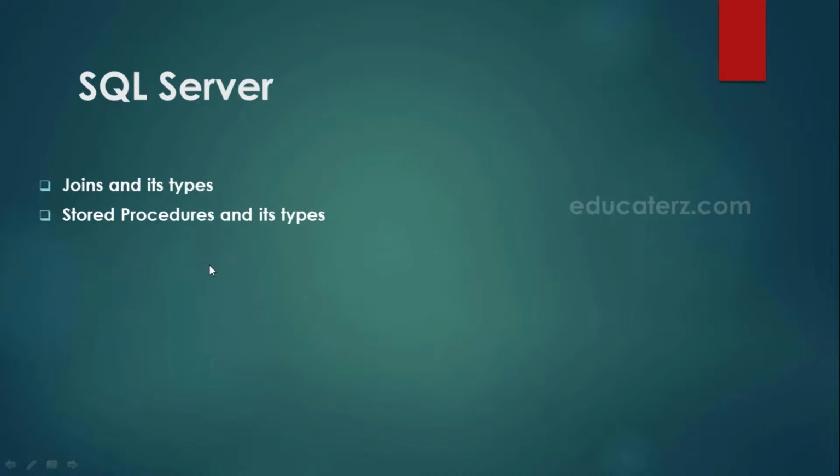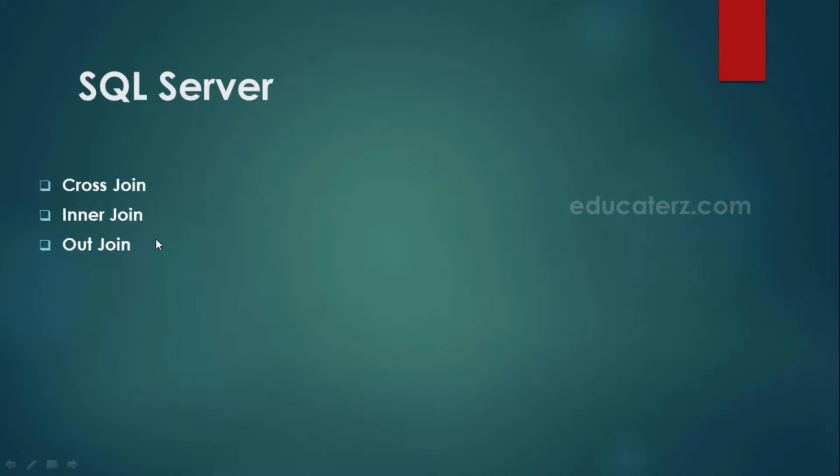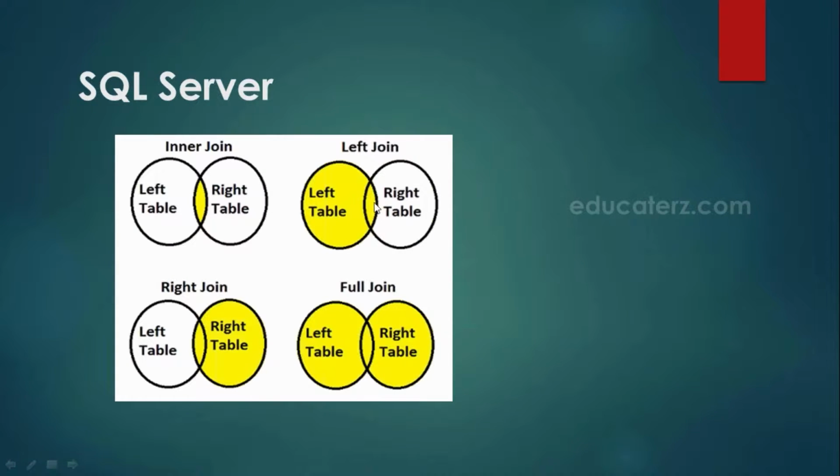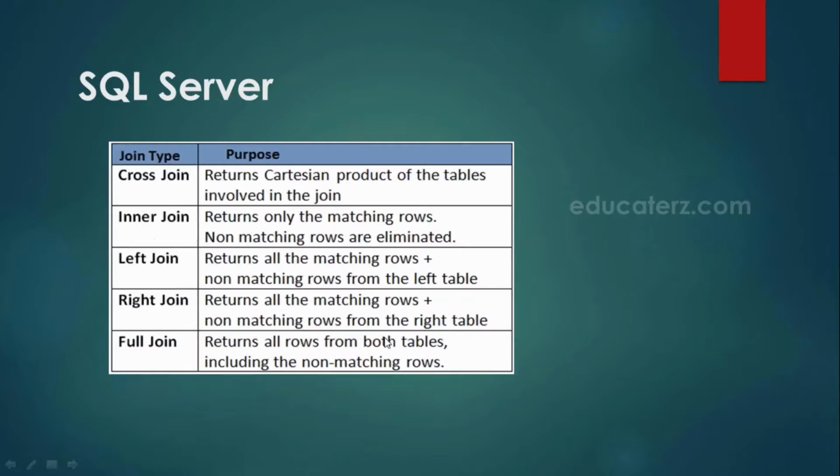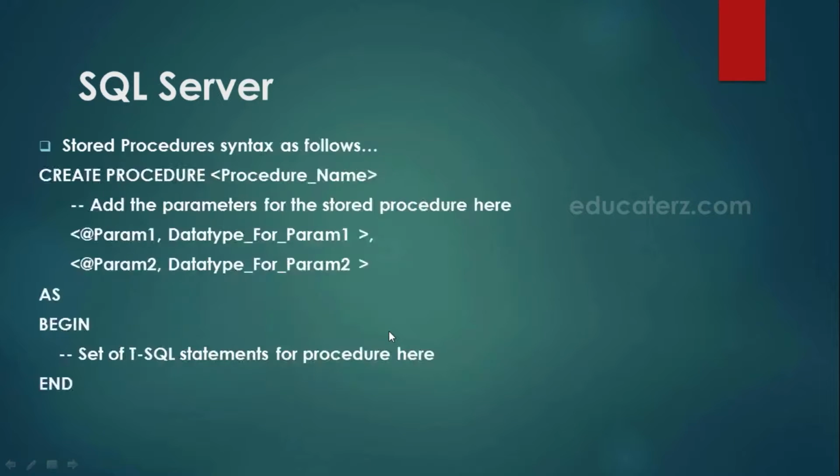We have seen in the last session joins and its types: cross join, inner join, outer join. Outer join is again divided into left join, right join, full outer join. And these are the purposes for these joins: cross join, inner join, left join, right outer join, full outer join.